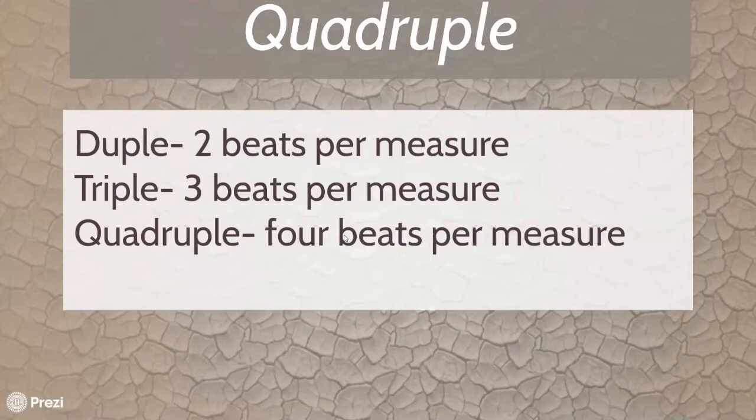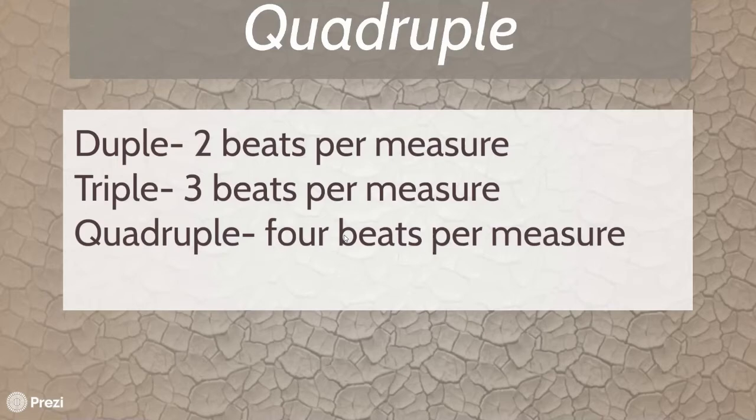So let's say we're in 6/8: 1, 2, 3, 4, 5, 6. A duple means that you just feel that rhythm, that heartbeat, 2 times per measure. And triple is the same thing, 3 beats per measure.